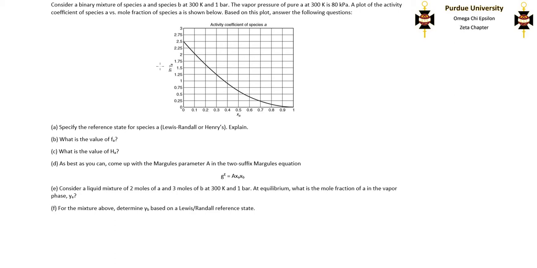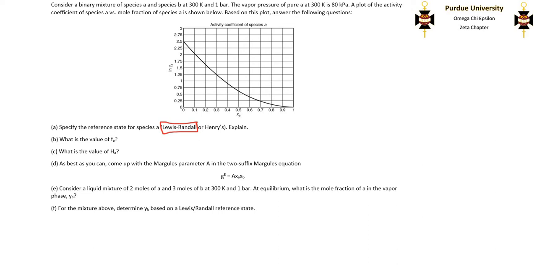If it was the Henry's reference state, then all of the values for the activity coefficient would be less than or equal to 1. Another reason we know this is because for the Lewis-Randall reference state, the natural log of the activity coefficient of species A goes to 0 as the mole fraction of A goes to 1, since all the interactions are A to A interactions.